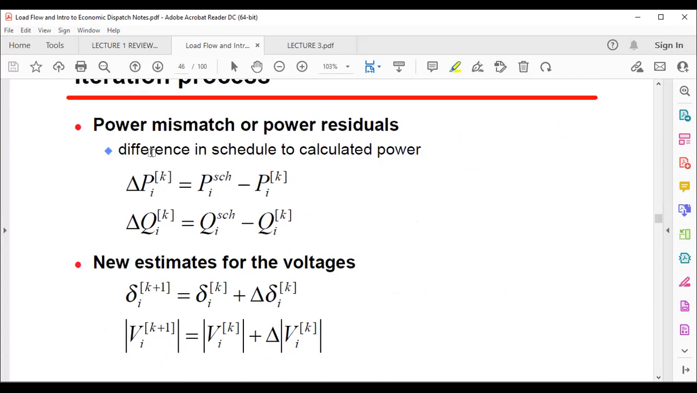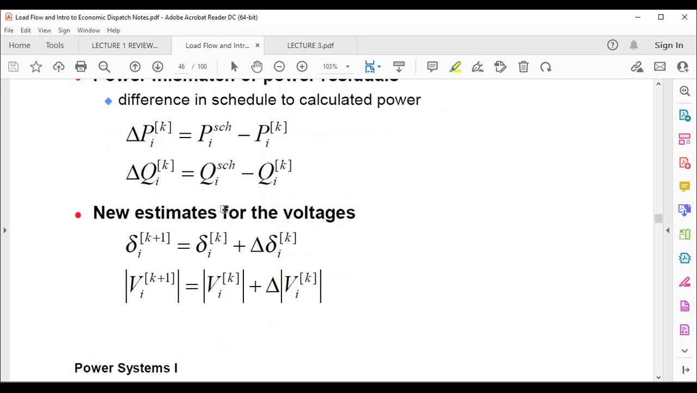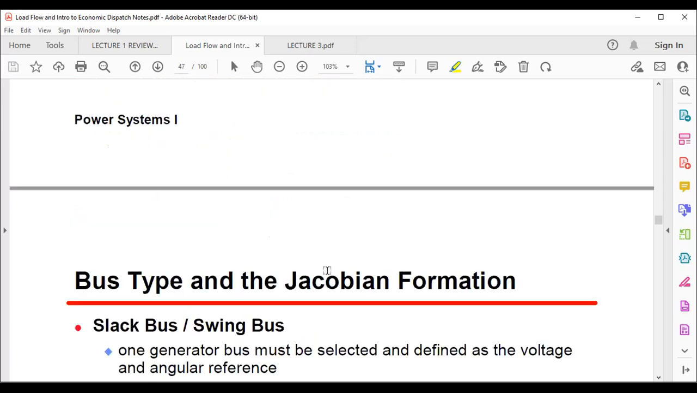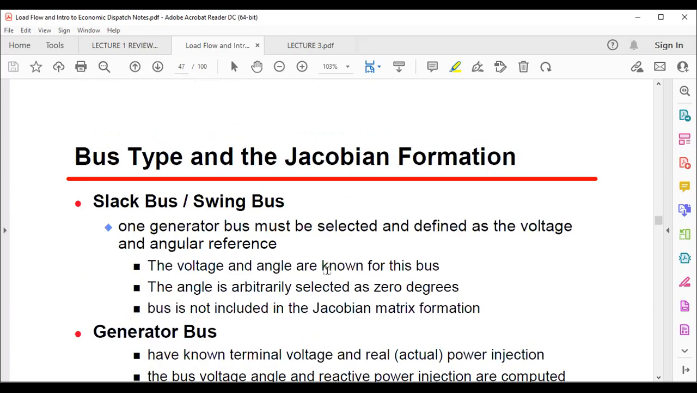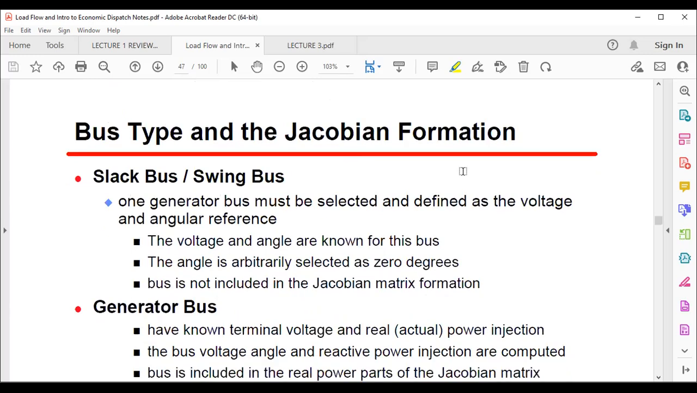So we'll be checking the difference in power and checking whether it is less than the specified accuracy. Then all the voltages and angles will be updated accordingly. The other part that we usually check is the type of buses, because each type of bus has variables we know and variables we don't know.